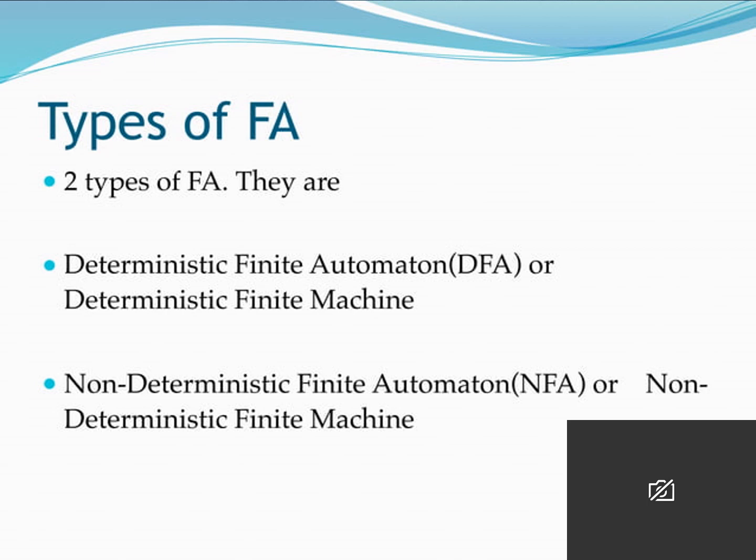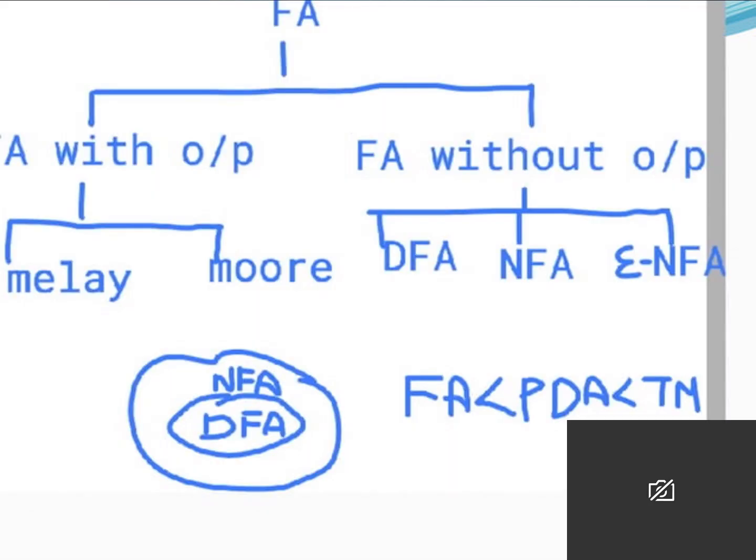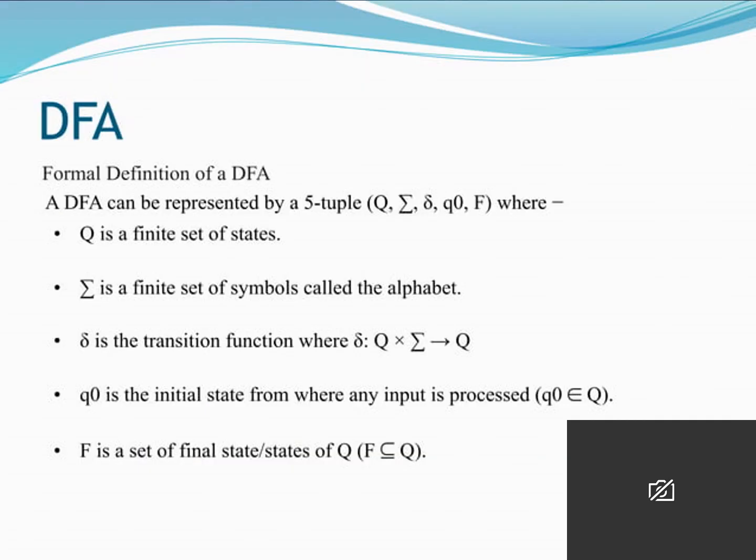Here, under finite automata, we have two types of finite automata. One is the deterministic finite automata, otherwise known as the deterministic finite machine. The second type is the non-deterministic finite automata, otherwise known as the non-deterministic finite machine. Now we are going to learn about DFA and NFA. As I said, it is divided into two types, the DFA and the NFA.